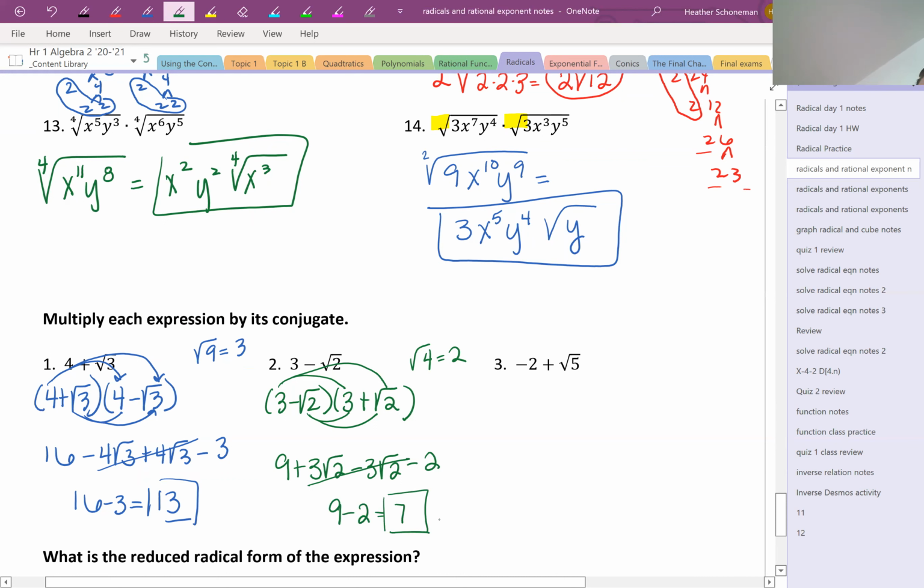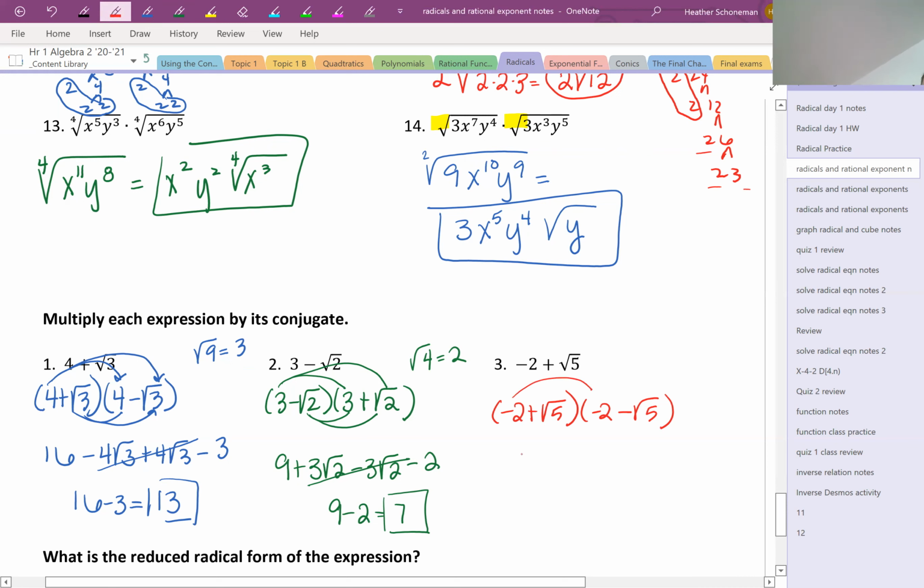But every time we multiply something by the conjugate, these middle terms are going to cancel out. So you can continue to do it this way and you would not be wrong at all. Or you can work smarter, not harder, and just do it this way. So I have negative 2 plus the square root of 5. And then the conjugate would be negative 2 minus the square root of 5. Since I know the middle terms will cancel out, I'm just going to multiply the first and the last.